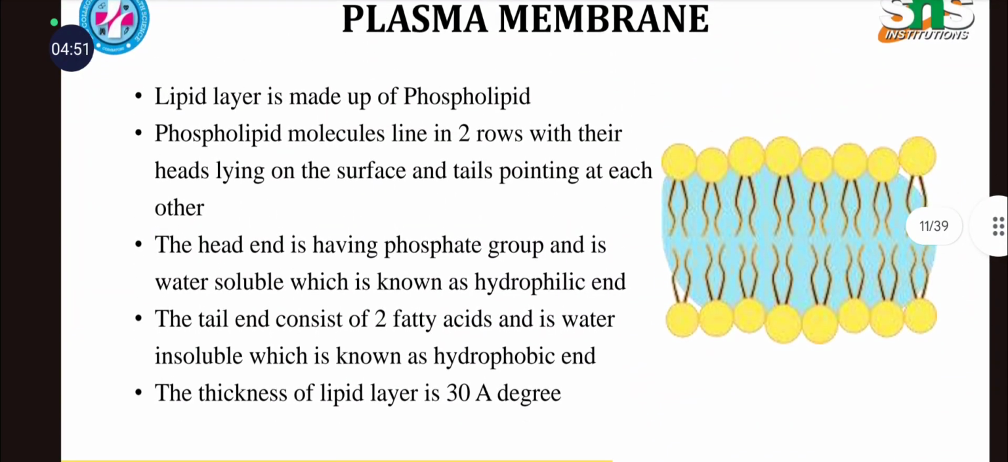So here the yellow round balls are called the head part, which is also called the hydrophilic end, and the two tails are two fatty acids, and it is called the hydrophobic end.